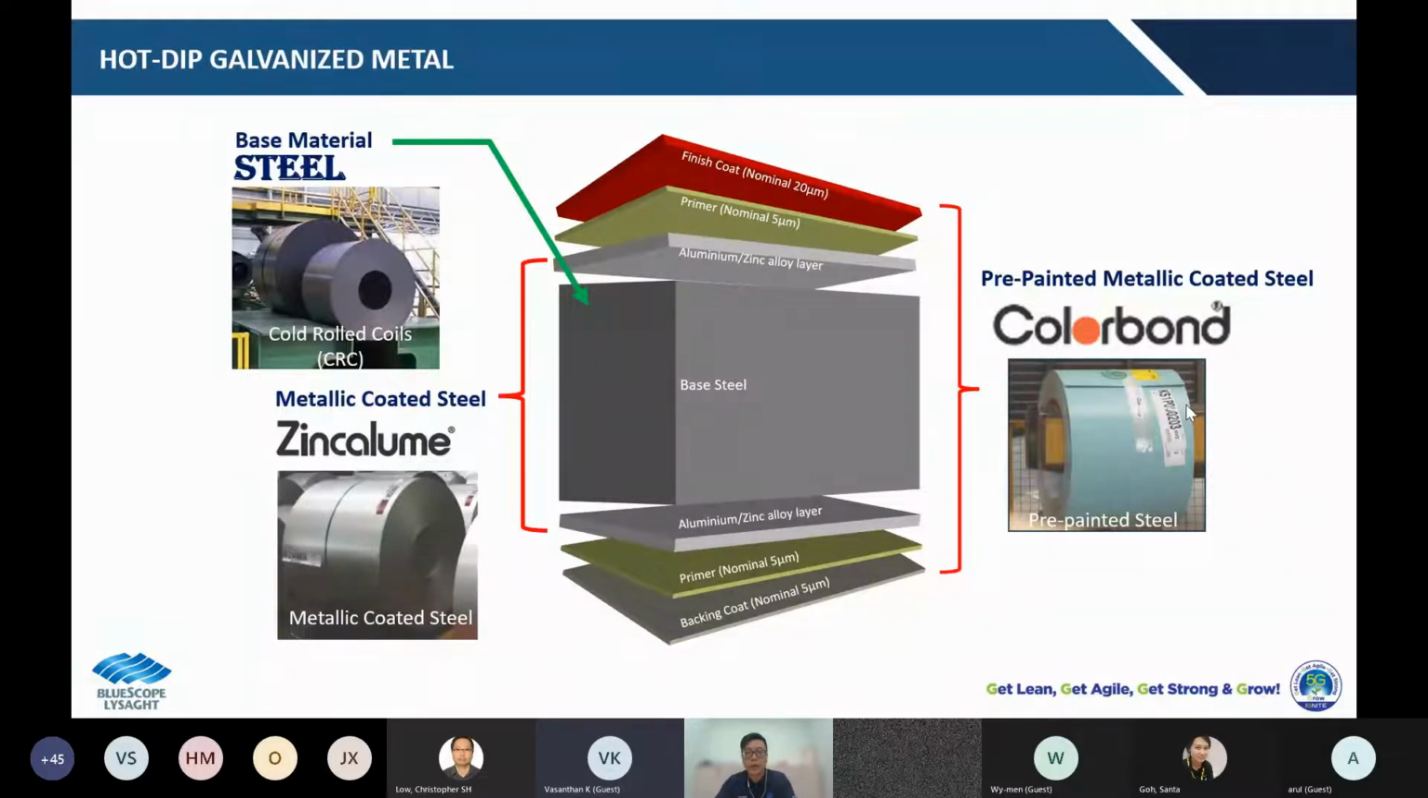So in short, there are three stages in the process, which are the base steel stage, the cold roll coil stage. Then the second stage is the hot dip galvanized stage. The end product is called metallic coated steel, which will come to here. Then the last process is the pre-painted metallic coated steel process. We're putting the color at the top and bottom of the steel.